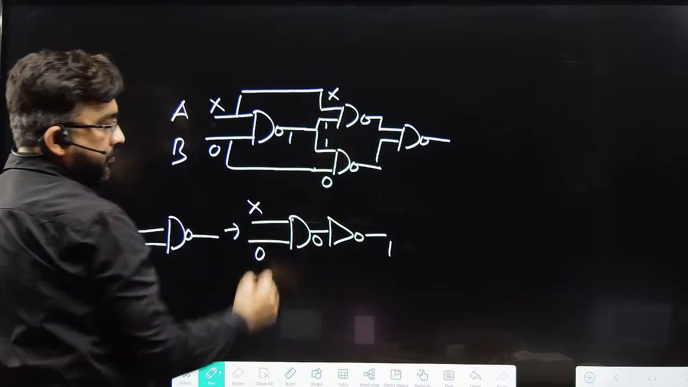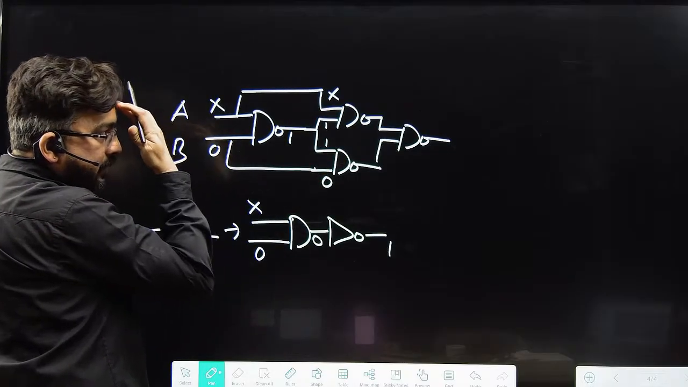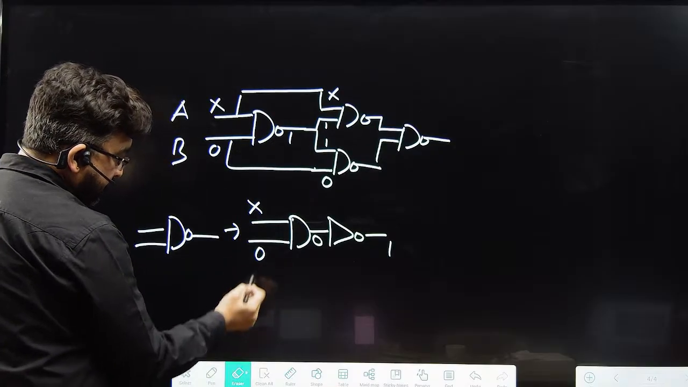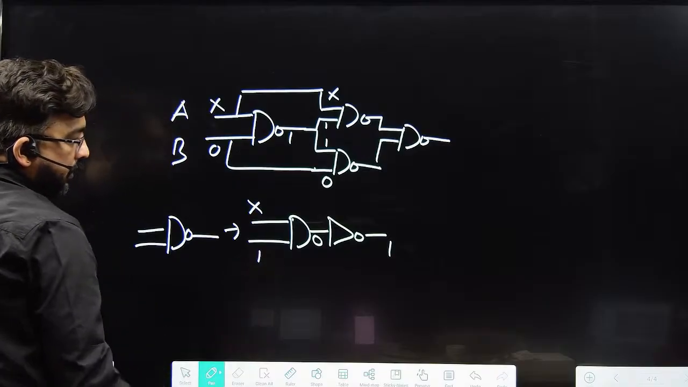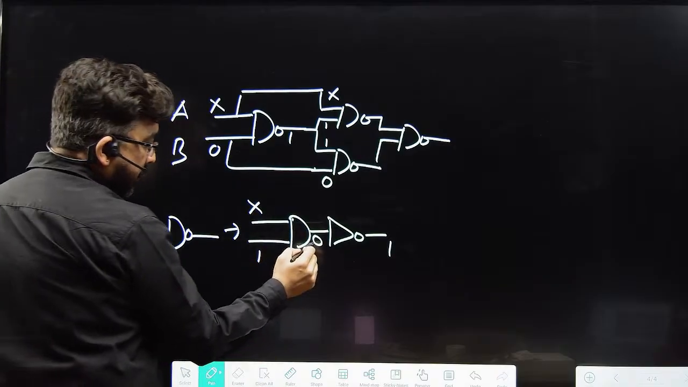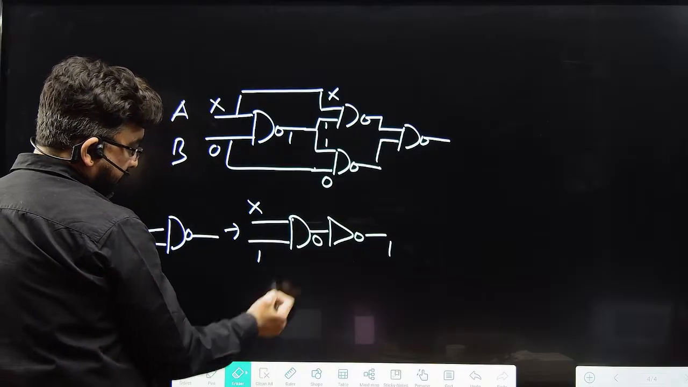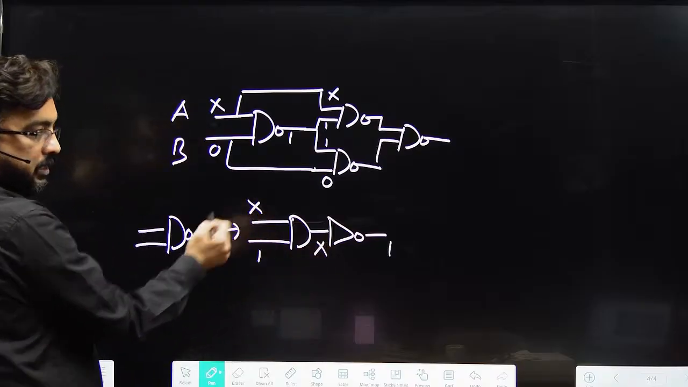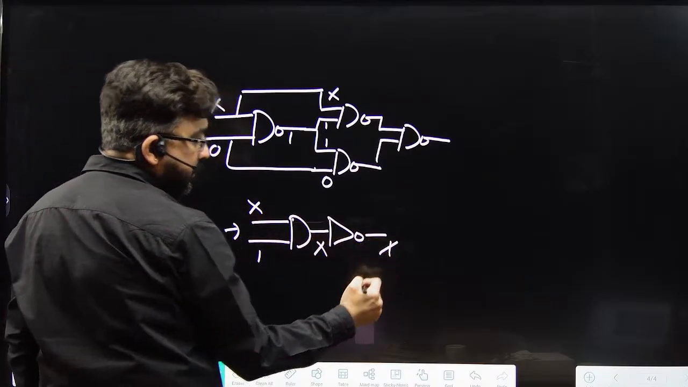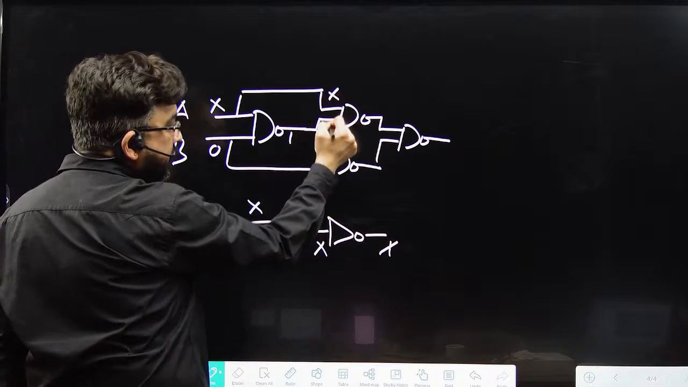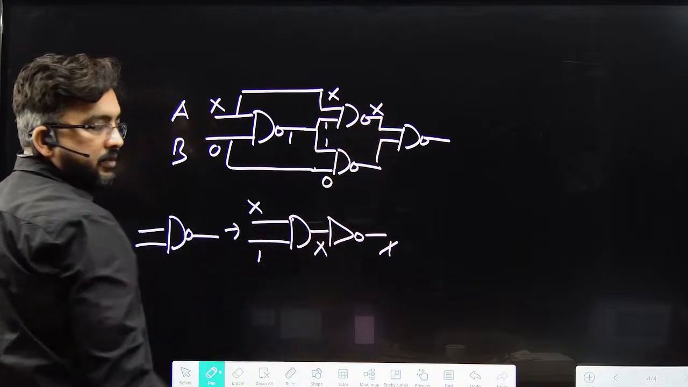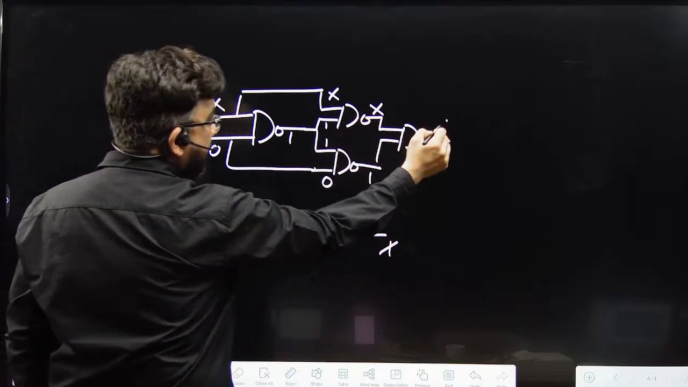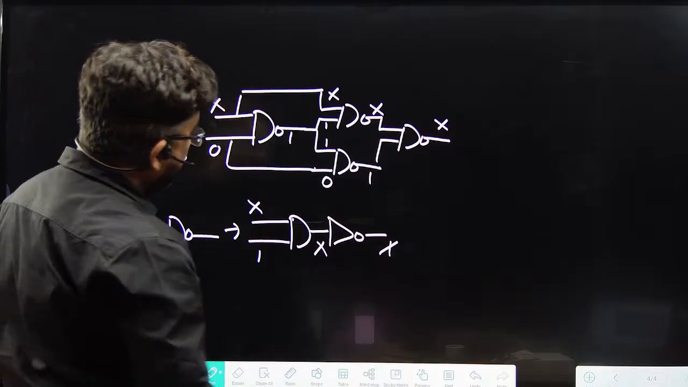So this X and 1. Now what will happen if X and 1 are passed by the NAND gate? If X and 1 are passed by the AND gate, the output is X because priority has been given to X. Then X passed by the inverter is X. So X and 1 is X, and 1 and 0 is 1. So again, X and 1 is X.